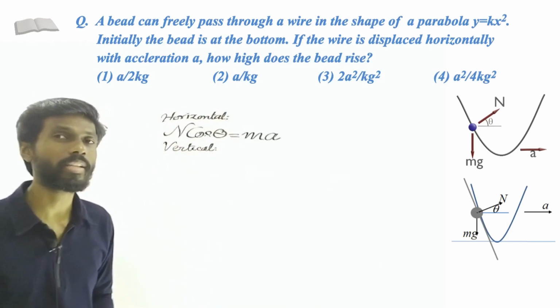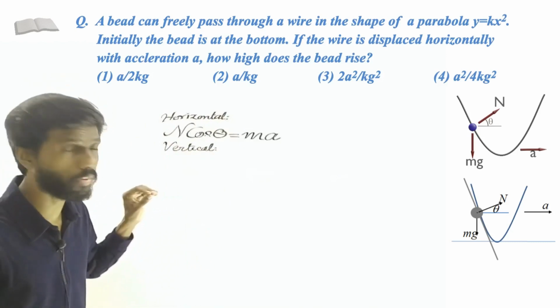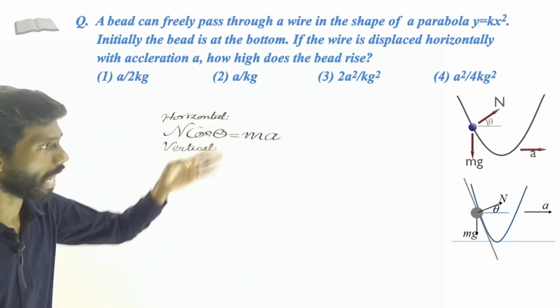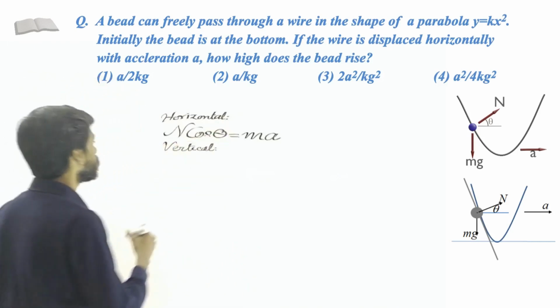In the vertical direction, the bead is not moving; it is only moving in the horizontal direction. So the total force in the vertical direction must be 0. So what is the force? Mg in the vertically downward direction, yes, Mg.